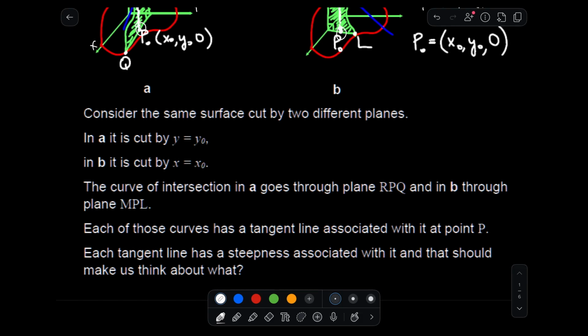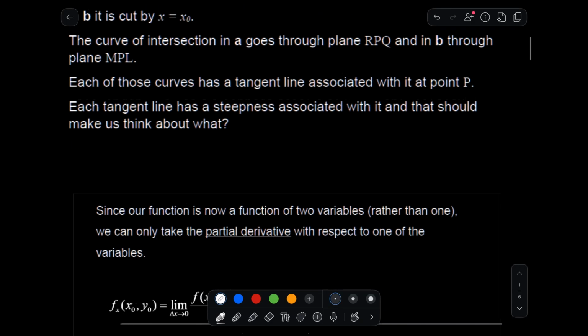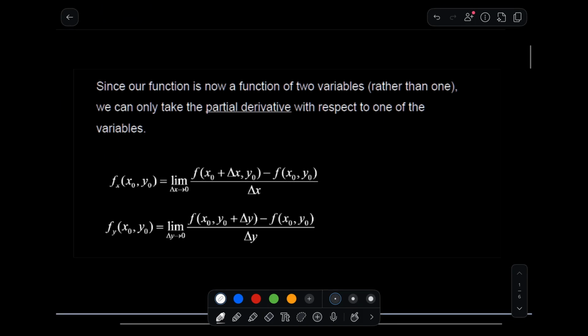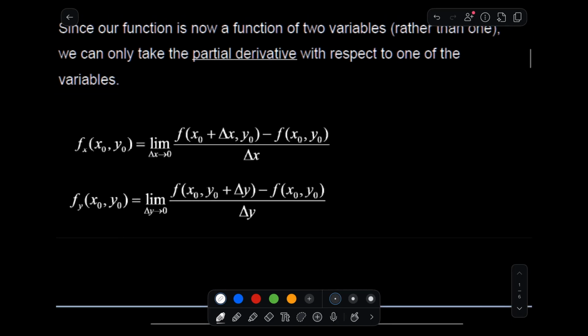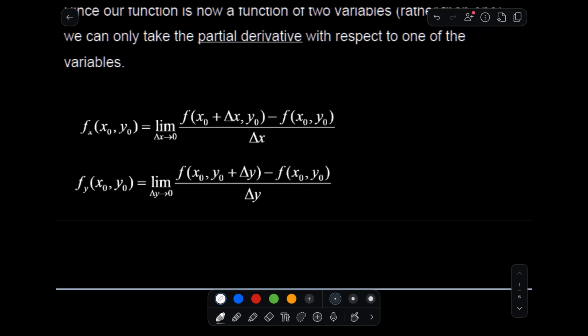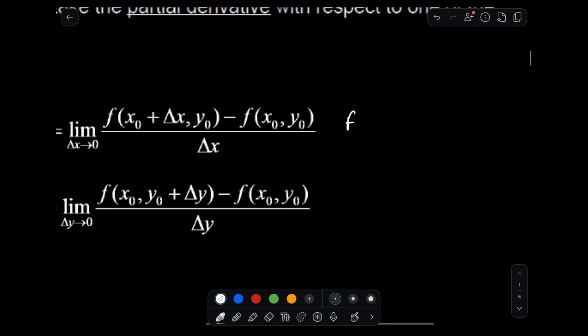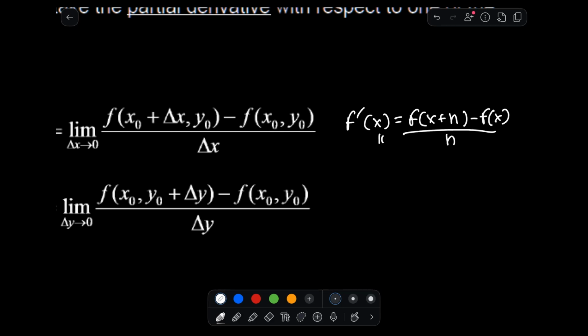One last thing to note, each tangent line has a steepness associated with it. And that makes us think of the slope of a tangent line in single variable calculus, and we'll cover that. And then we have our standard limit definition of the derivative. We have multiple variables now, x naught plus delta x, as delta x goes to 0. Same thing with delta y going to 0. Those things are kind of familiar if we remember our f prime of x notation, where it's f of x plus h, like this, limit as h goes to 0, or delta x, it doesn't matter.